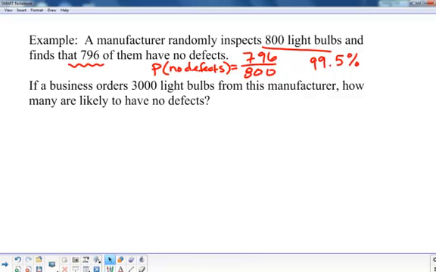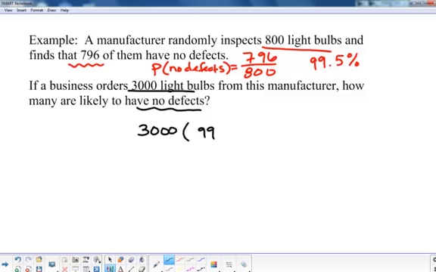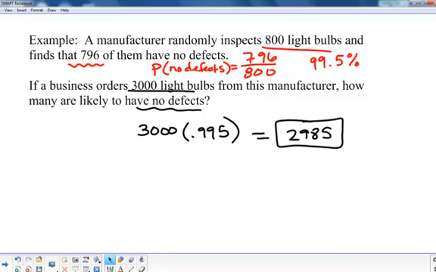The next question says that if you order 3,000 light bulbs, how many will have no defects? So we're just going to take that 3,000 and multiply it by 99.5%, which is 0.995, and our answer is going to be 2,985 light bulbs that do not have defects, since 99.5% don't.